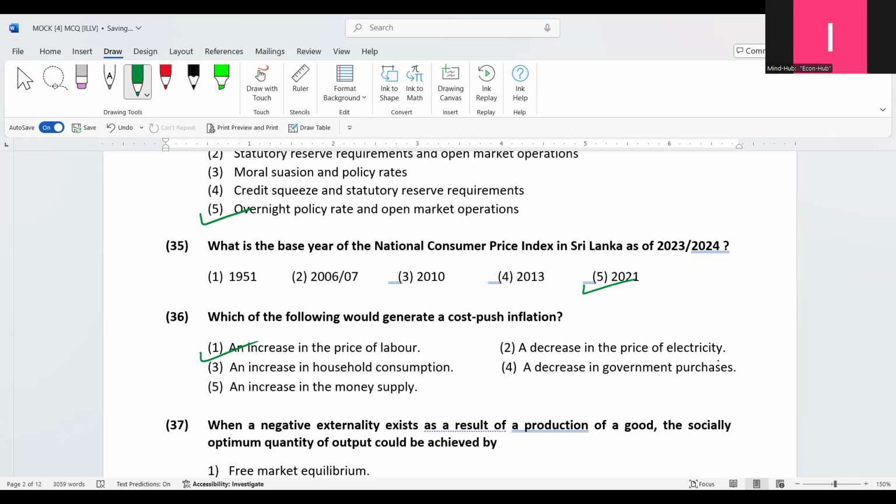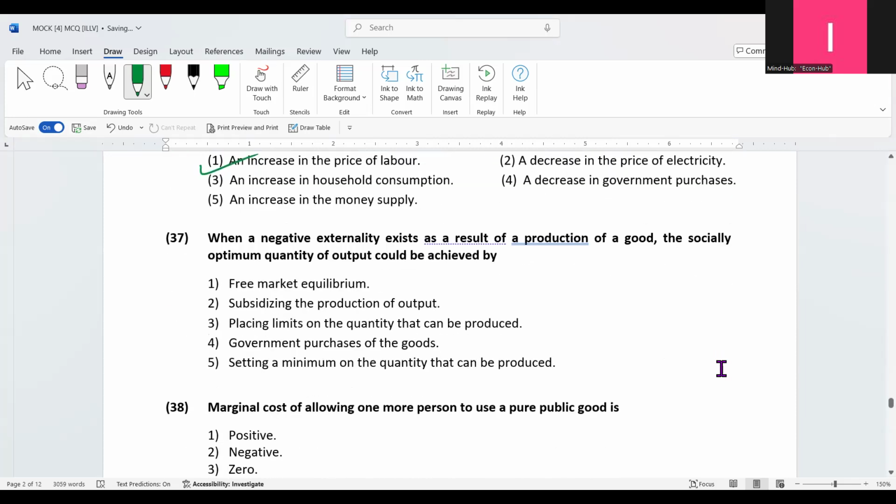Decrease in the price of electricity, then it doesn't cause inflation. Increase in household consumption is demand side. Decrease in government purchase, again, doesn't cause inflation, even from the demand side. Increase in money supply, demand side. Yeah, answer number 1, 36.